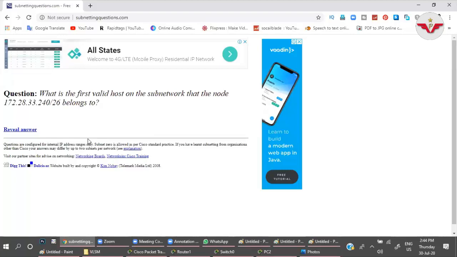Anyone else? The jump is 32. No, sorry, 64. Yes. So in the fourth octet, 64, 128, 192. 192 will be the network, the subnet, so 193 is the first valid host. Right.